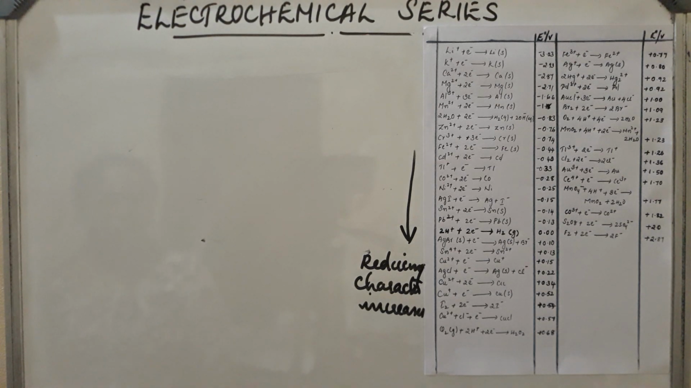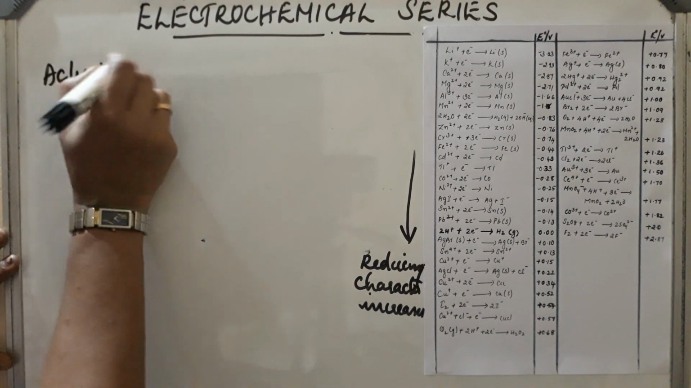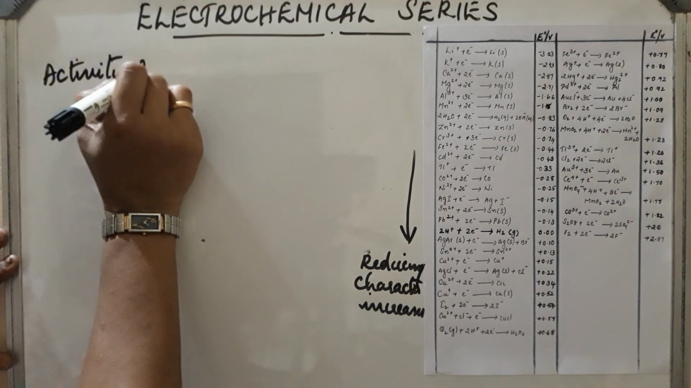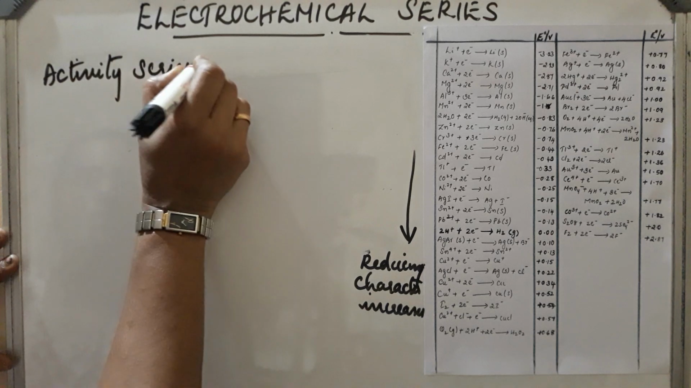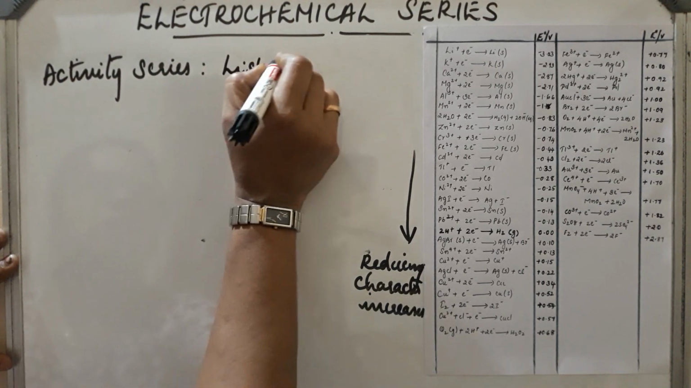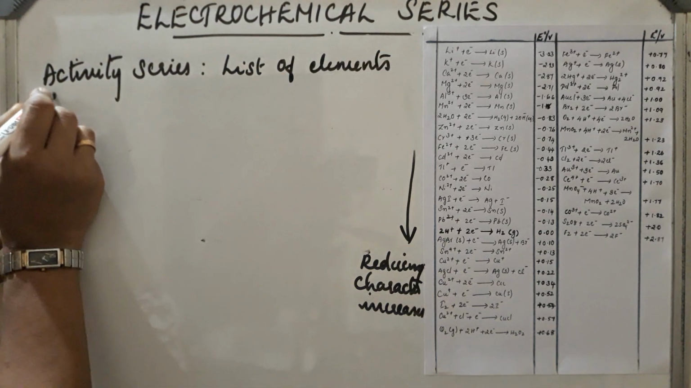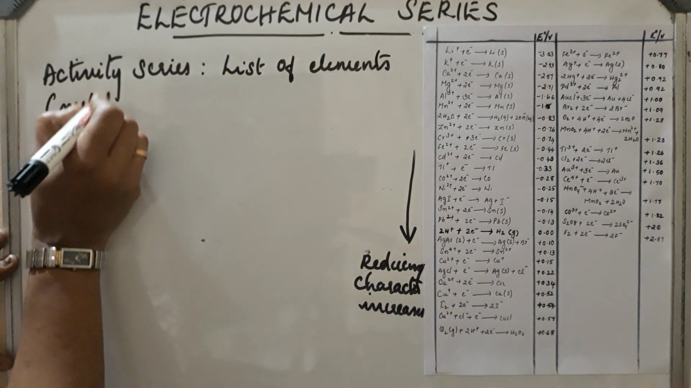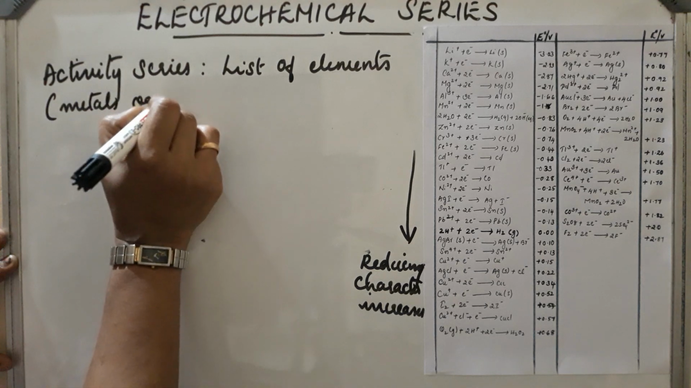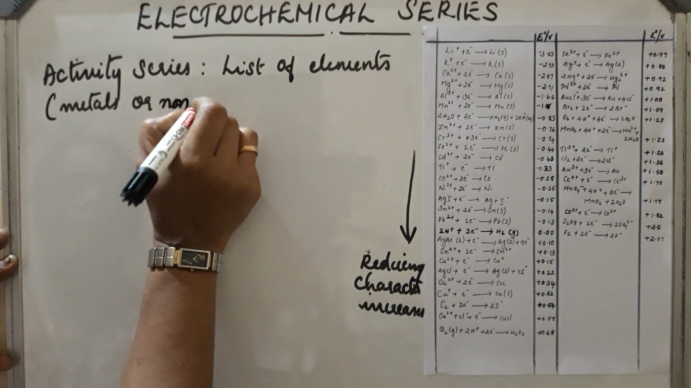Good morning. Today's topic is electrochemical series or activity series. Activity series is the list of elements, either metals or non-metals.